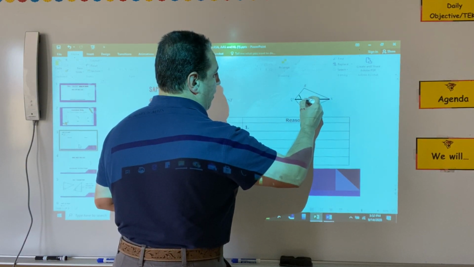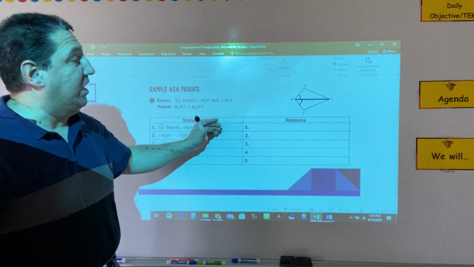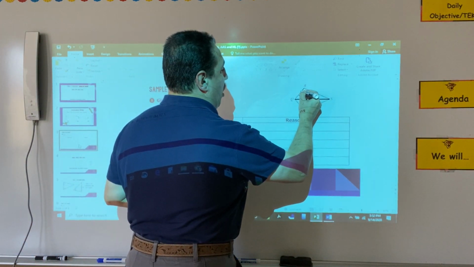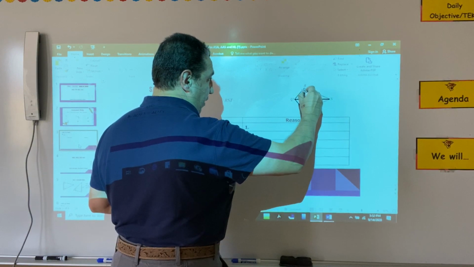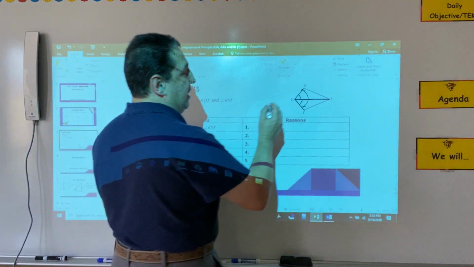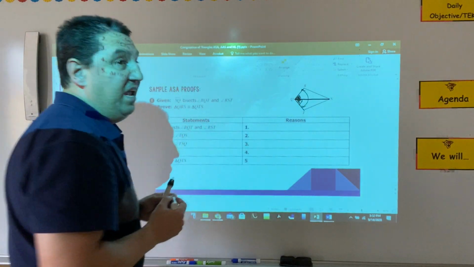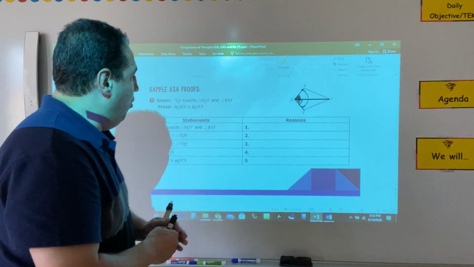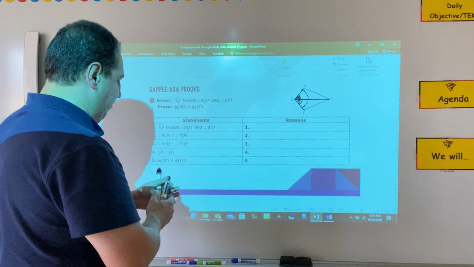Now, if SQ bisects angle RQT, bisector QS will cut or divide the whole angle into two congruent angles, right? So, which means these two resulting angles would be congruent, because bisect means cut in half. So, here the first statement is given. Let's write given.